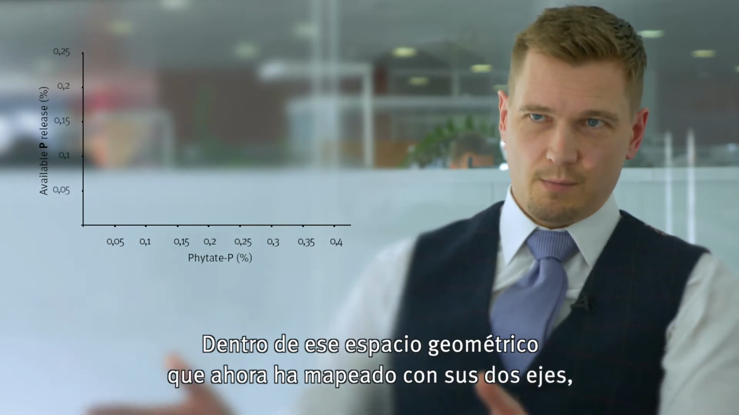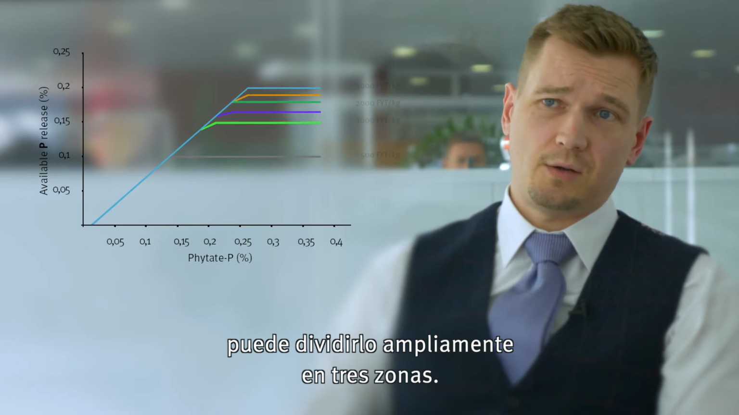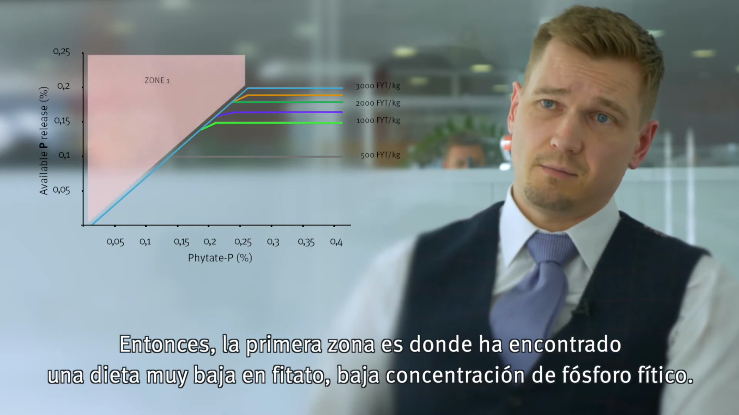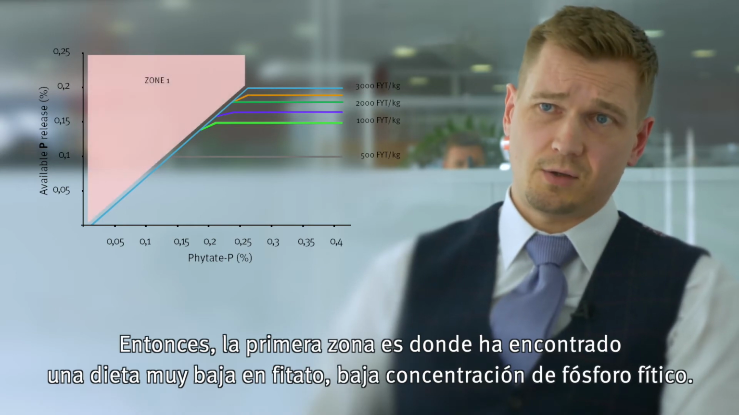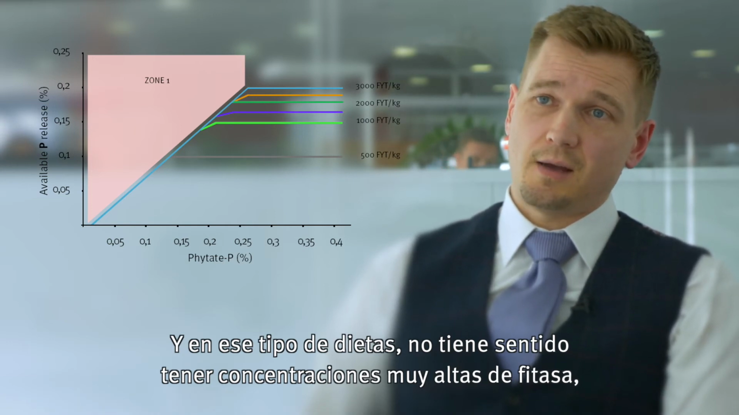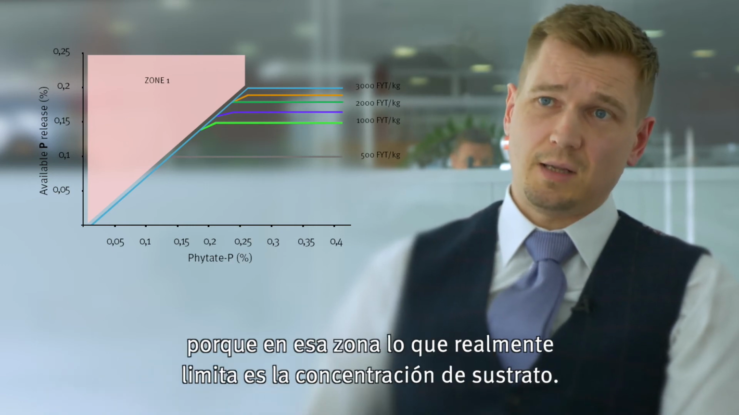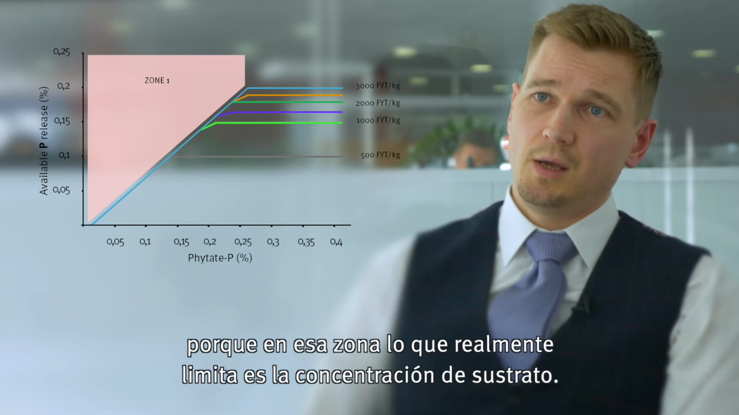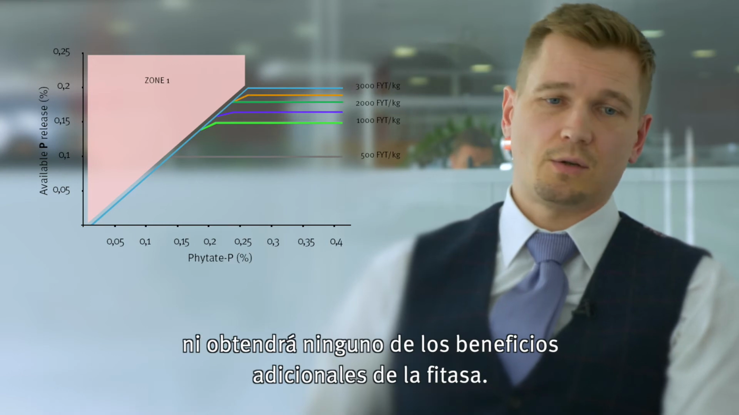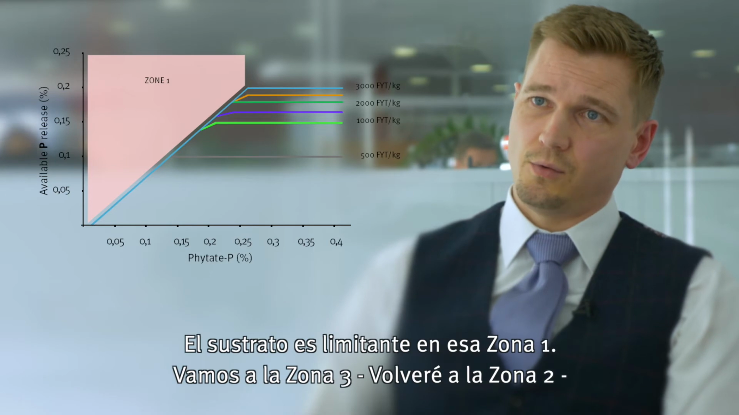Within that geometric space that you've now mapped with your two axes, you can split that up broadly into three zones. So the first zone is where you've encountered a very low phytate diet, low phytate phosphorus or phytic acid concentration. And in those kind of diets, it doesn't make sense to have very high concentrations of phytase, because in that zone, what is actually limiting is your substrate concentration. You could add as much phytase as you like, you're never going to increase phosphorus release or get any of the extra phosphoric benefits from phytase. Substrate is limiting in that zone 1.